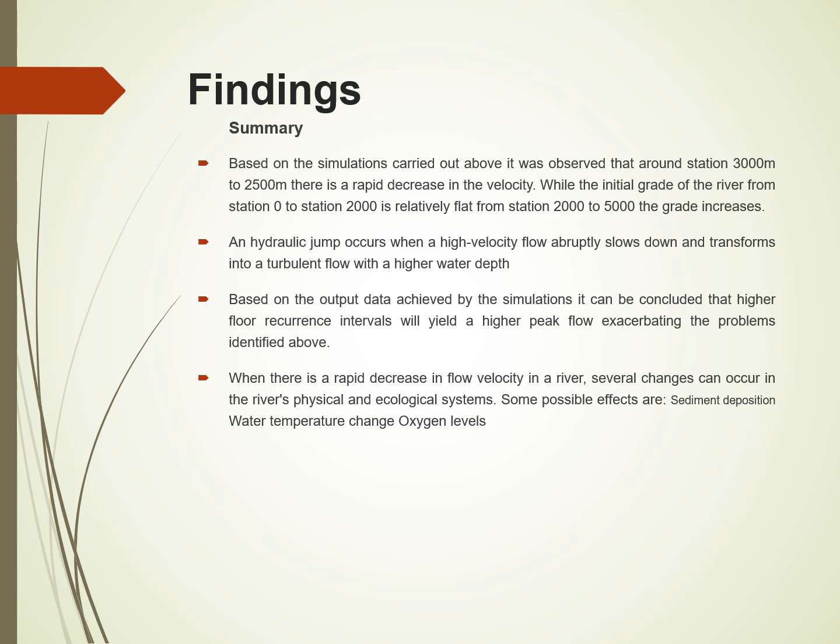Based on the output data achieved by these simulations, it can be concluded that the higher flood occurrence interval with the yield of a higher peak is making it worse for these problems that we've identified above. When there's a rapid decrease in the velocity of the flow of the river, several changes can occur in the river's physical and ecological systems, with some effects of sediment deposition and water temperature changes, as well as oxygen levels that could be detrimental to animal and plant life.